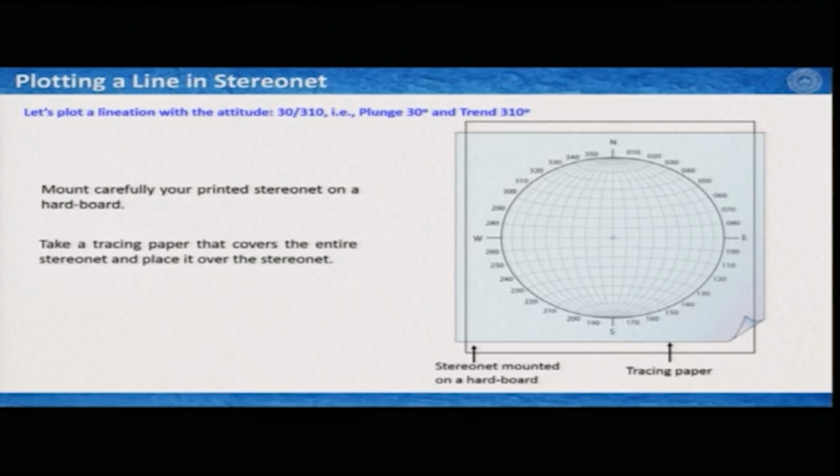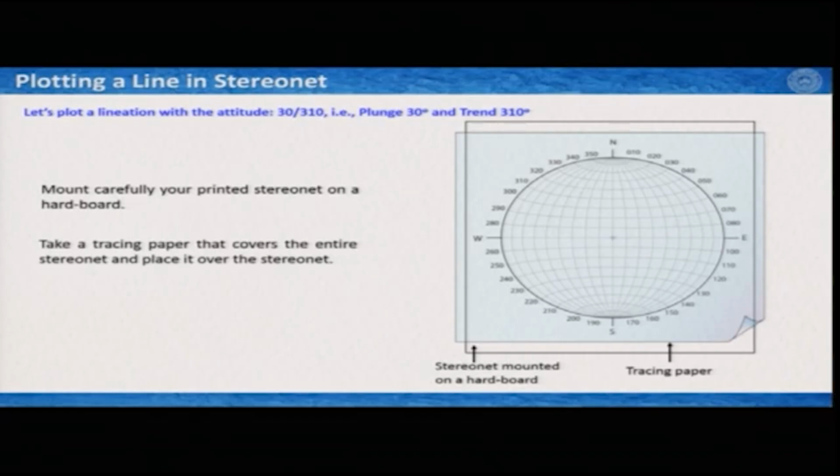So, again, the way we understood how the projections are done, or the basic concepts of the projections from line, then to plane, and then pole of a plane, we will follow the same sequence, and we first start with plotting a line in the stereo net. So, let us start with a lineation with an attitude 30, 310. That means it has a plunge of 30 degrees and a trend of 310 degrees.